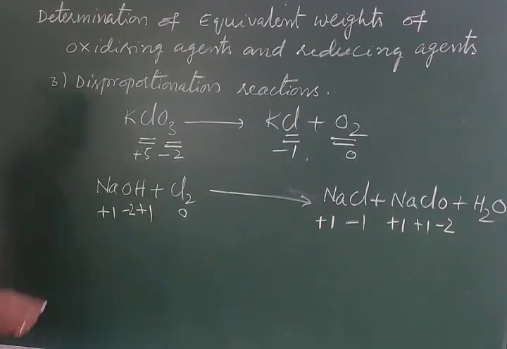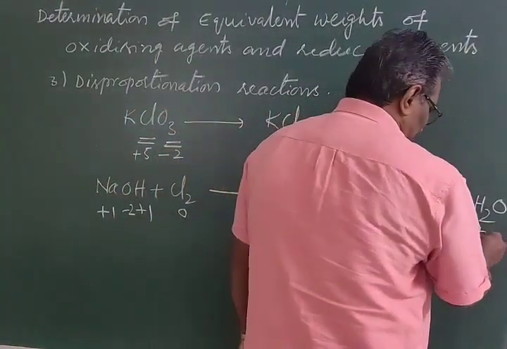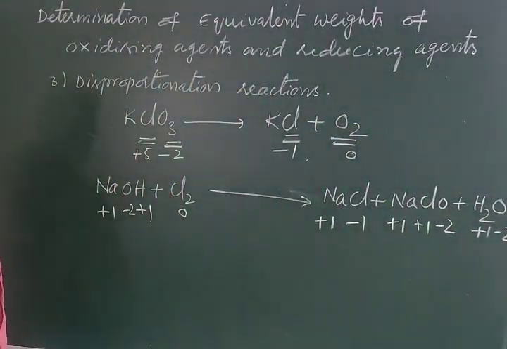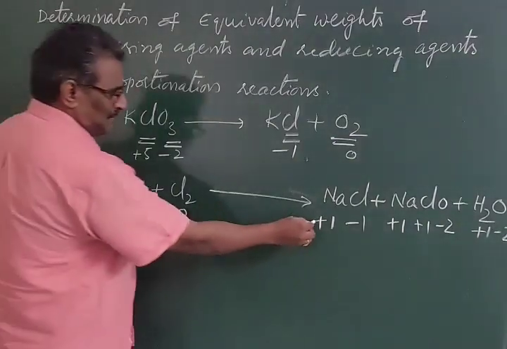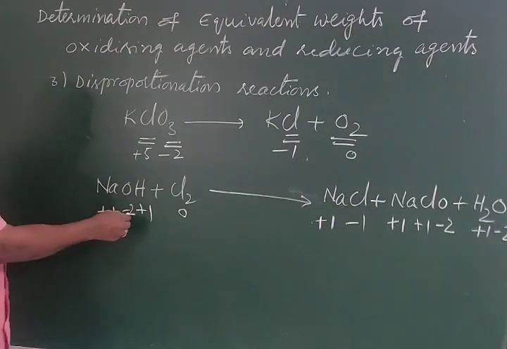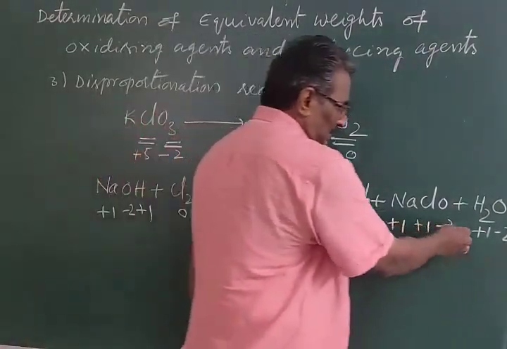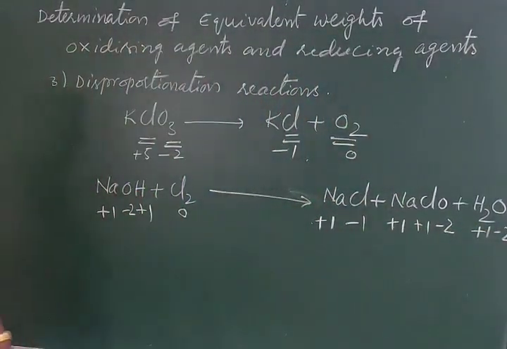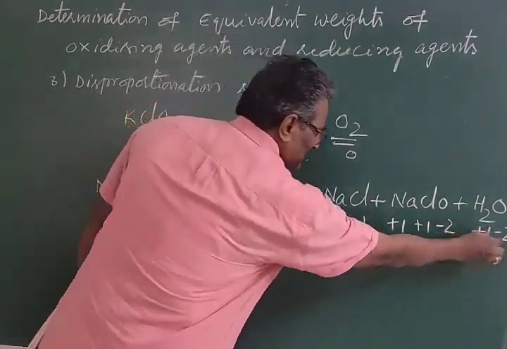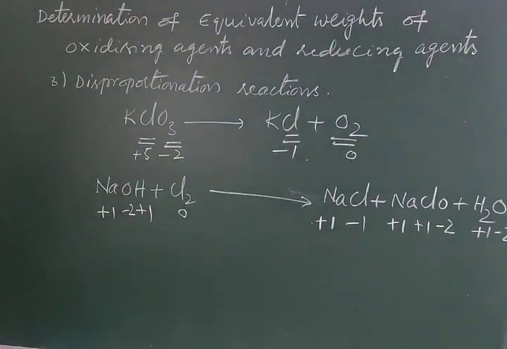Here, observe the oxidation states of all the elements. For hydrogen +1, oxygen -2, and +1 for sodium. There is no change in the oxidation state of sodium. For oxygen, -2 and -2, there is no change in the oxidation state of oxygen. Hydrogen +1, hydrogen +1. There is no change in the oxidation state of hydrogen.